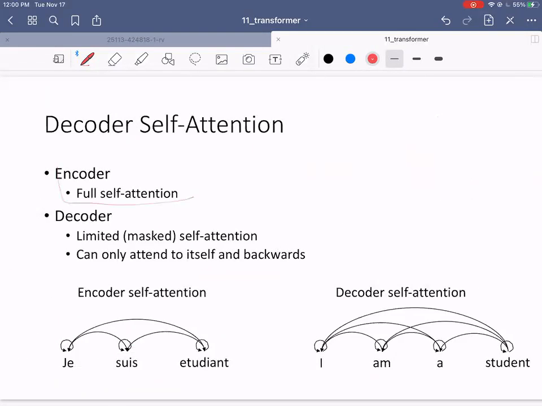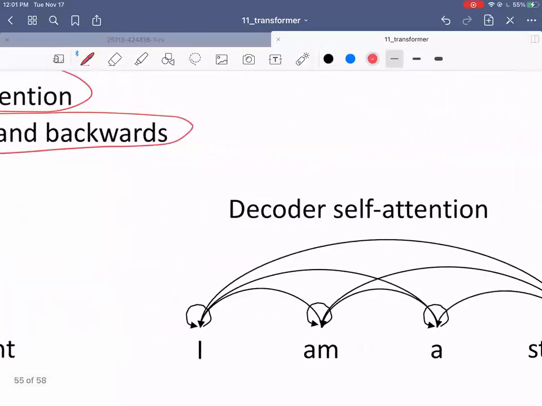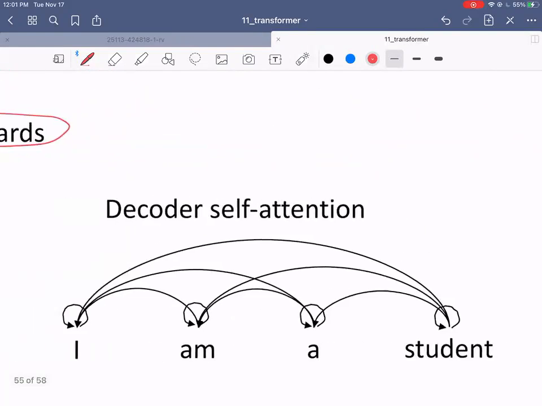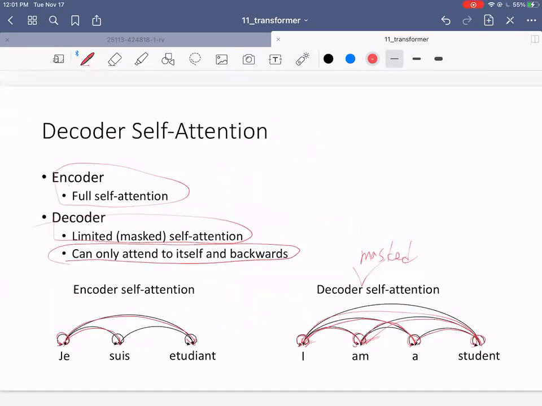So the encoder has full self-attention, while the decoder has limited masked self-attention that can only attend to itself and backwards. In the encoder self-attention, Je attends to itself, but it also attends to suis and also to étudiant. But in the decoder masked self-attention, I only looks at itself and doesn't go anywhere else. M looks at itself and goes back to I. A looks at itself and goes back to M and I. Student looks at itself and then attends to A, M, and I. So it's unidirectional, basically. Your attention map needs special care.